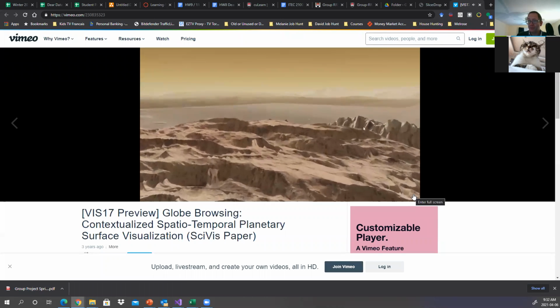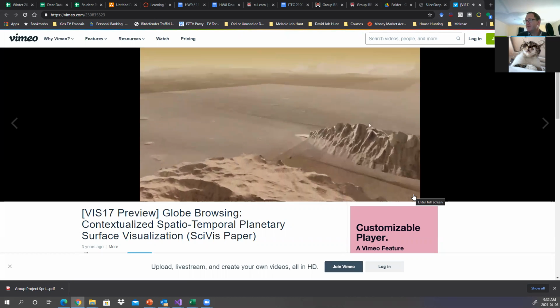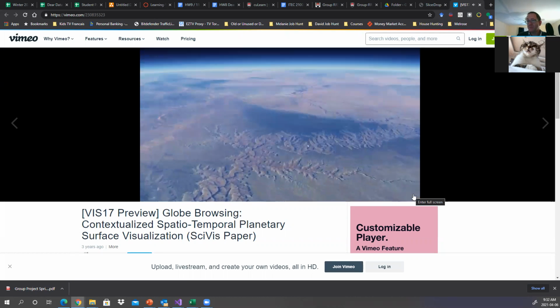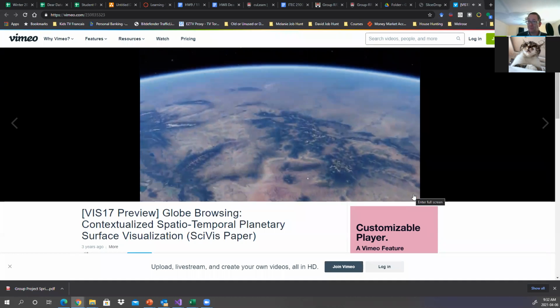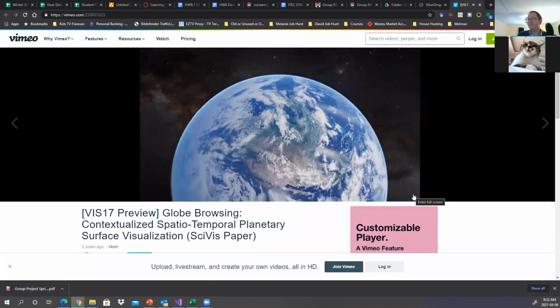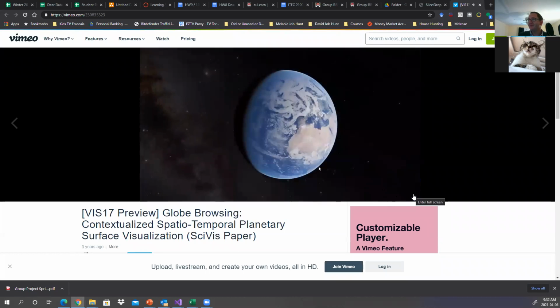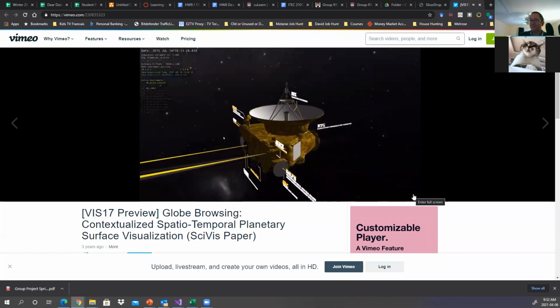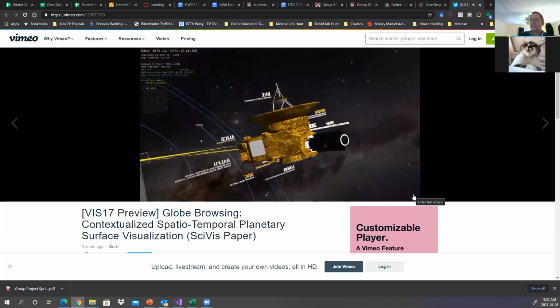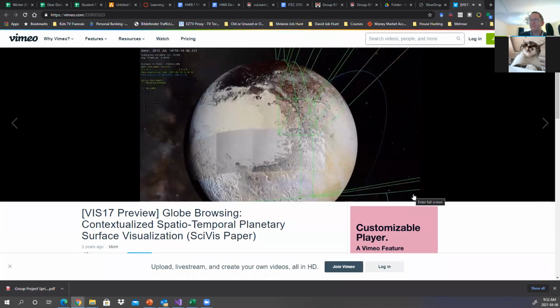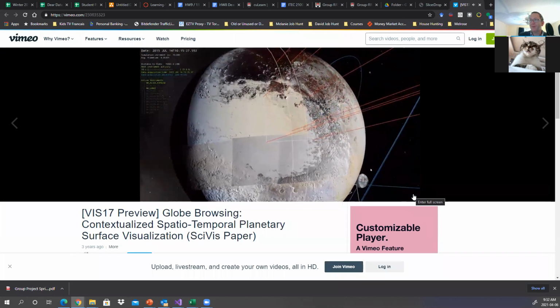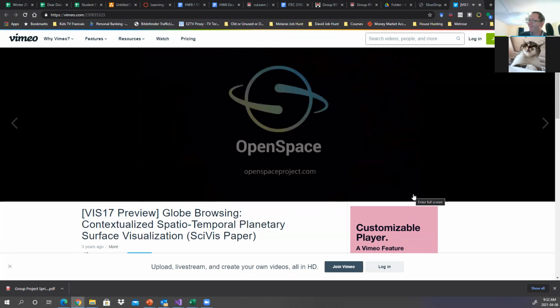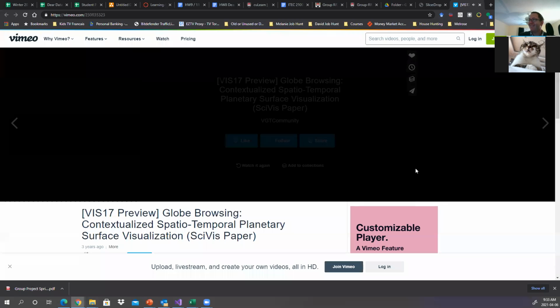We present work on visualizing planetary surface data for science communication. Our application reads datasets from a vast number of sources, contextualizing them in space and time. Dynamic processes can be visualized interactively. Using navigational data from space missions, we can visualize the process of the data acquisition itself. The work is implemented in the open source astronomical visualization software, OpenSpace.